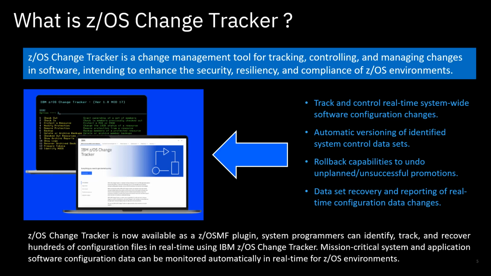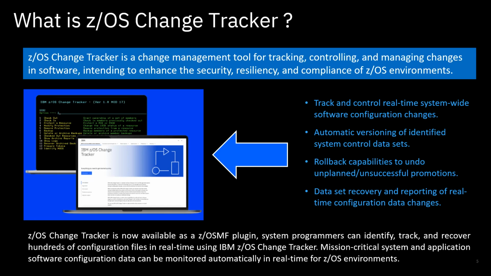It is available as a traditional ISPF interface or with the new zOSMF plugin and can work starting with zOS 2.5 version. zOS Change Tracker simplifies the work of system programmers which have the need to identify and track mission-critical system and application software configuration data changes, and to recover hundreds of configuration files in real time thanks to an internal process able to realize the automatic versioning of identified system control datasets.